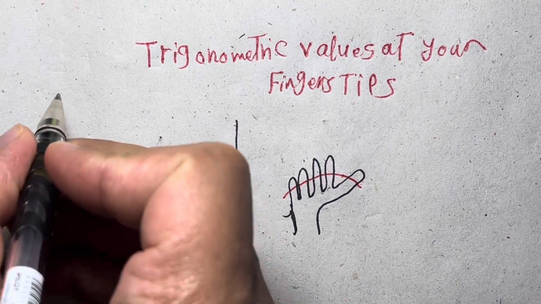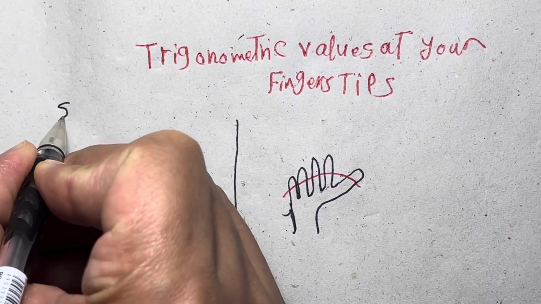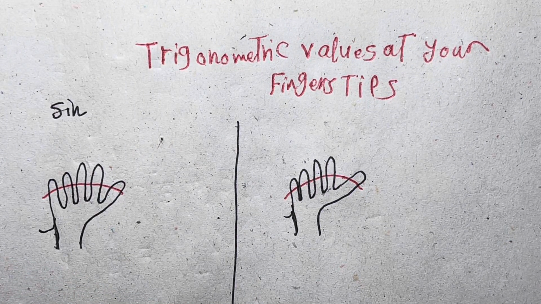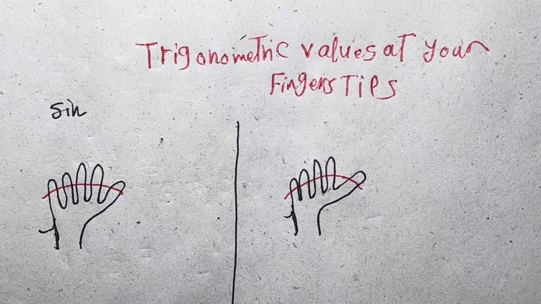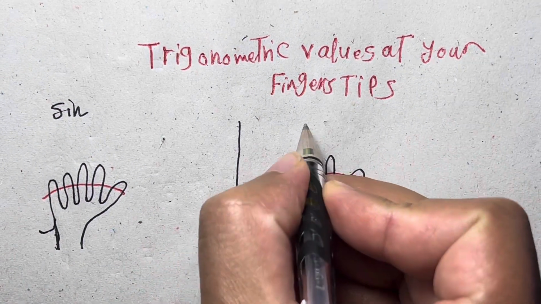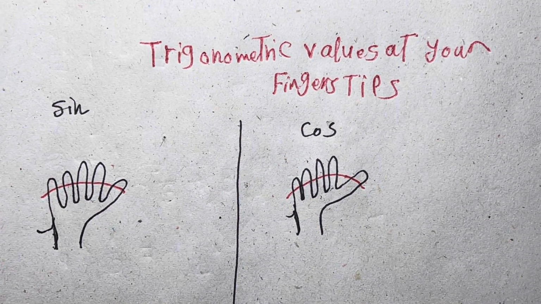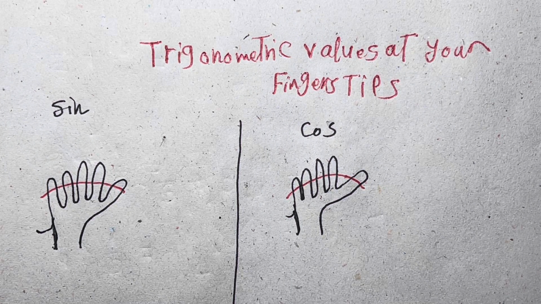Here first we are going to find the sine for the famous angles, as we know: 0, 30, 45, 60, and 90 degrees. And for the other hand, we are going to find the cosine also for the famous angles: 0, 30, 45, 60, and 90 degrees. What I'm going to do first is count these hands.